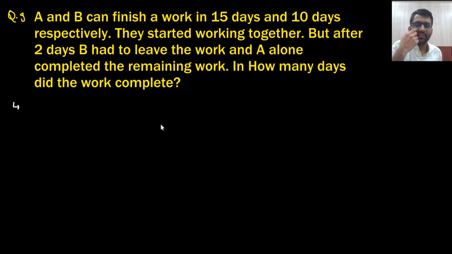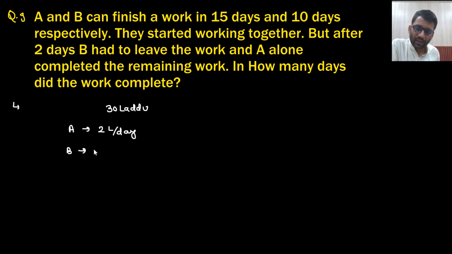So A and B can finish a work in 15 days and 10 days respectively. 15 and 10, I see. So I will take the LCM to be 30 laddu. So A can finish the work in 15 days, that means 2 laddu per day. And B can finish the work in 10 days, that means 3 laddu per day.